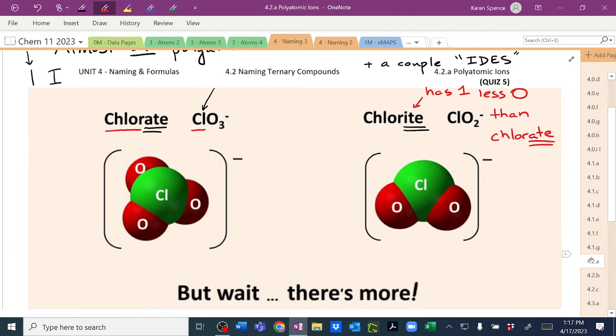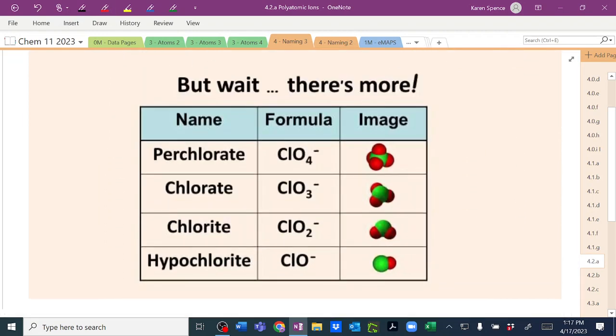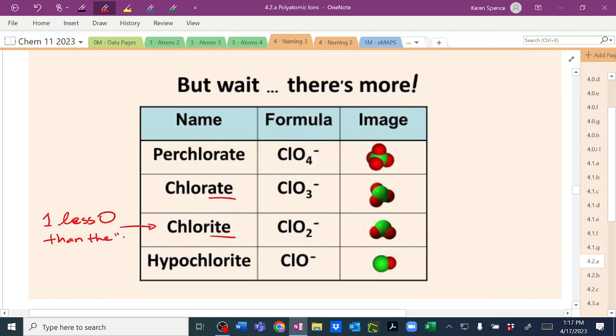But wait, with chlorate, there's actually more that follow another pattern. Let's take a look at this. We have chlorate, and we have chlorite, and remember the -ite has one less oxygen than the -ate. That's ClO2 versus ClO3. We actually have one that's ClO4 that has one more oxygen.